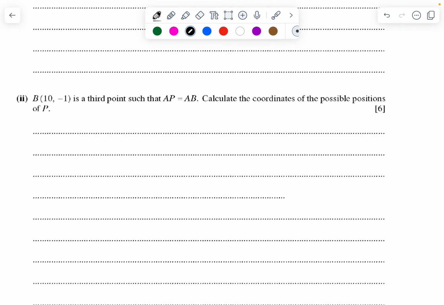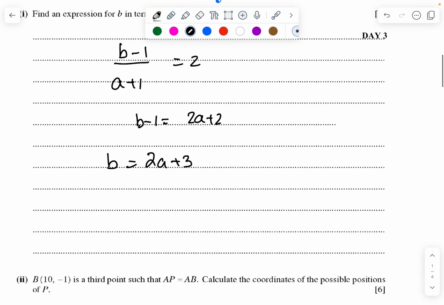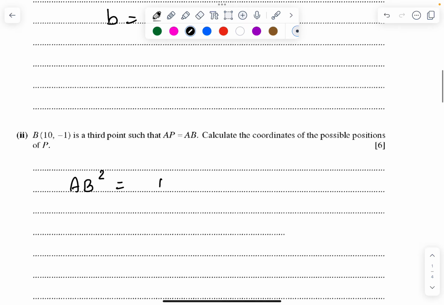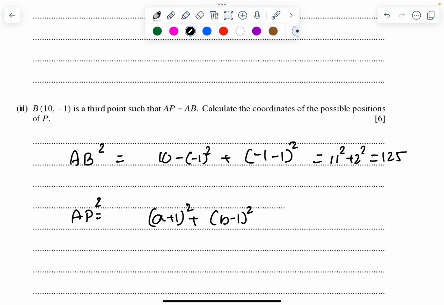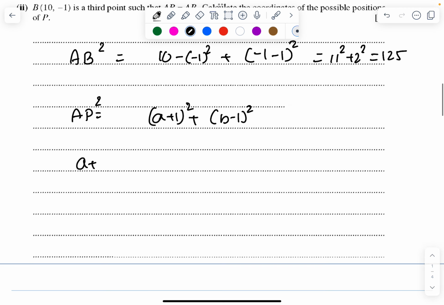AP is equal to AB. Calculate the coordinates. First of all, I'll find AB squared, which is 10 minus of minus 1, whole squared, plus minus 1 whole squared, which is nothing but 11 squared plus 2 squared, which is 125. Then I'm going to find AP. AP squared is A plus 1 whole squared plus B minus 1 whole squared. But both are equal, so A plus 1 whole squared plus B minus 1 whole squared equals 125.